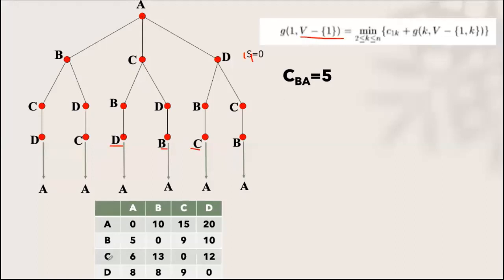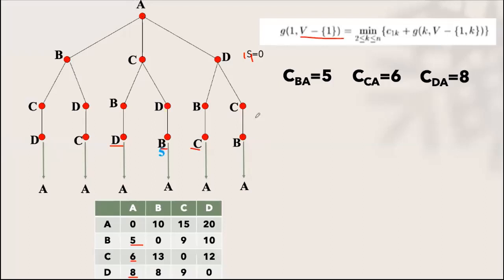In the table itself, it is given. Cost of B to A is 5. Cost of C to A is 6. Cost of D to A is 8. So if you are in these final nodes, to reach A, that is the cost we find out first. First this layer, S is equal to 0. Next, S is equal to 1 means which will involve two vertices.